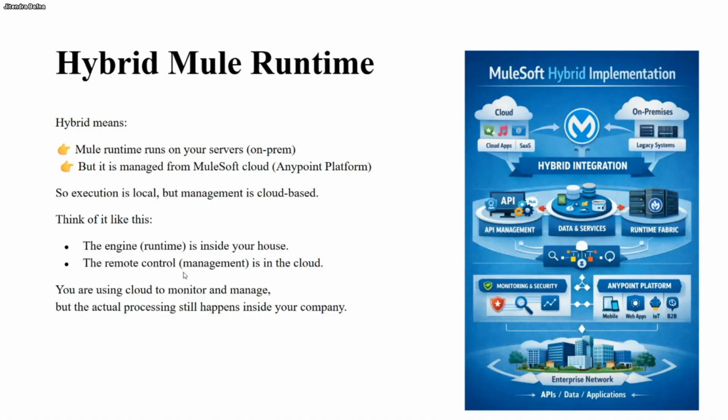So think of it like this: a Mule runtime is inside your house, whereas the remote control is in the cloud. Basically, you can control everything from the Anypoint platform, right? But it doesn't mean your data will go outside your network. It will reside in your on-premises network. Only the metadata will flow.